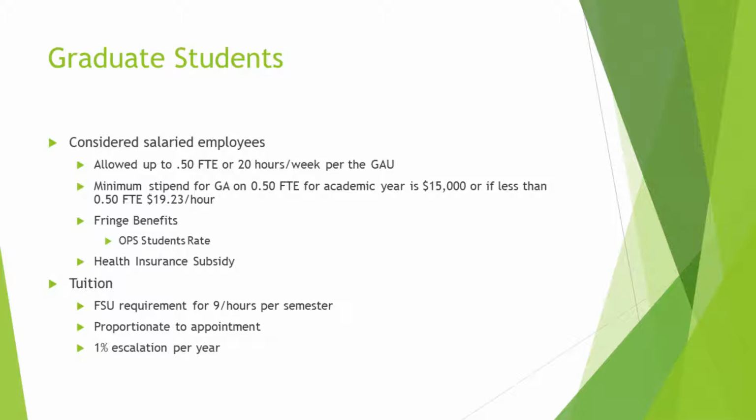So for grad students, if they're appointed at 0.50 FTE, that's considered full-time for grad students. And there's the new minimum there, and they do get fringe as well at the OPS student rate, which is on our website. They also would be entitled to a health insurance subsidy, and those exact words would be used in any budget justification because it is a subsidy towards the purchase of FSU health insurance. So if they elect not to purchase health insurance through FSU, they do not receive that subsidy. So it's a set amount. It's also on the fact sheet on the website.